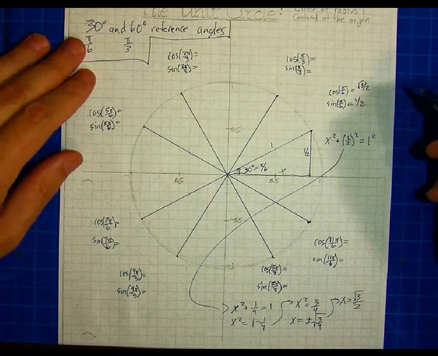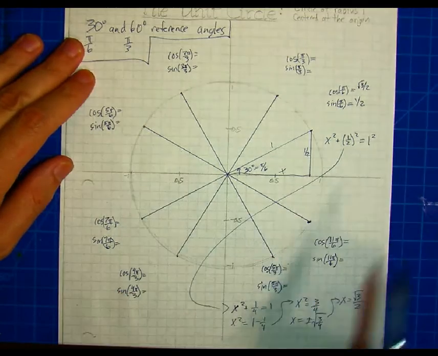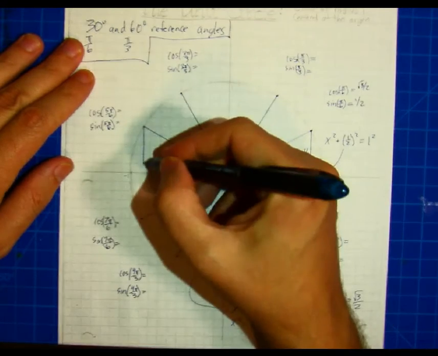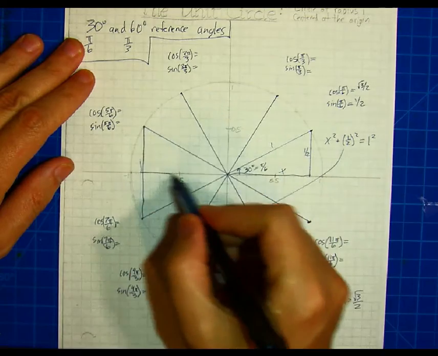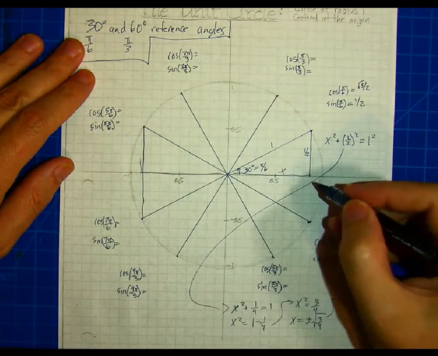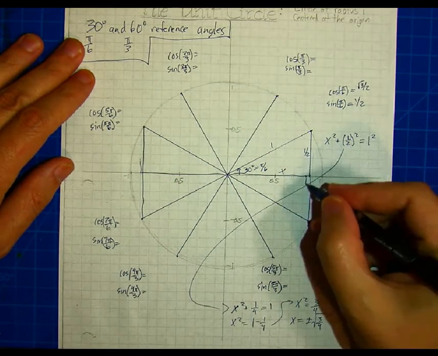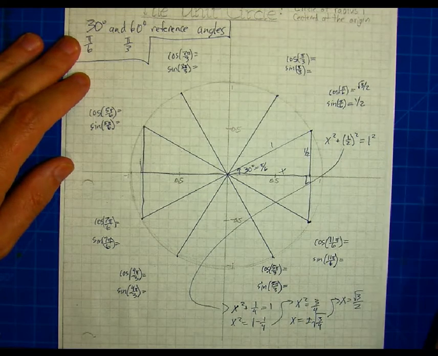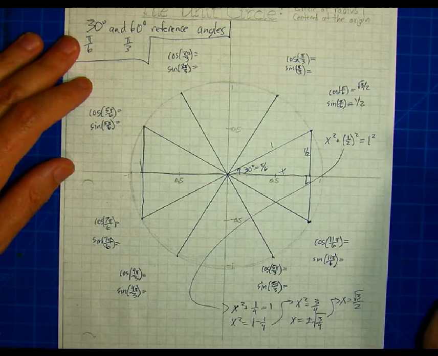So we can fill that in for the rest of these 30 degree reference angles because, again, we have the same triangle repeated over and over again here. Here's one, here's one, here's one, and so on. So we know that these measurements of 1/2 and √3/2 are going to be repeated. We just have to pay attention to the positives and negatives.